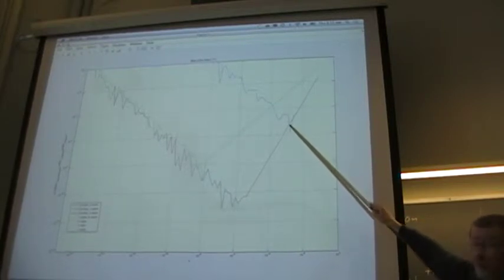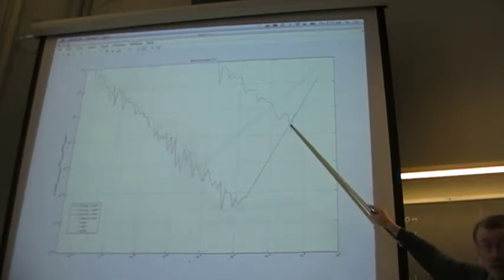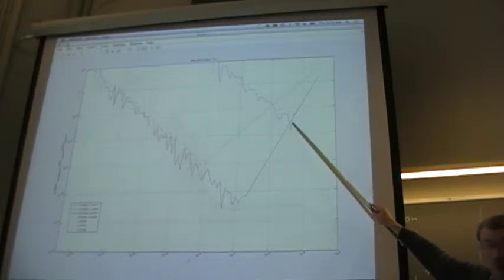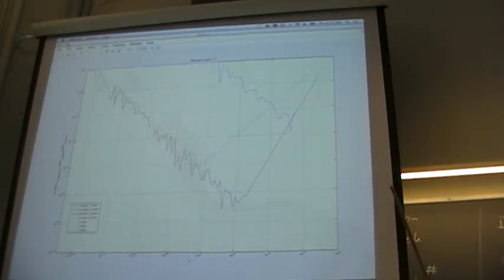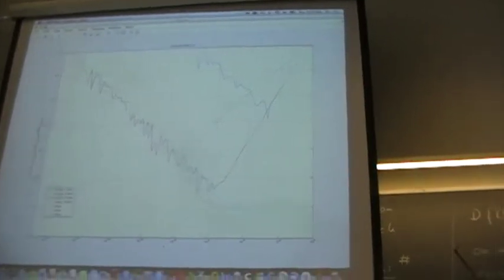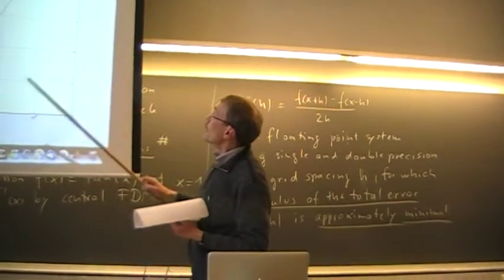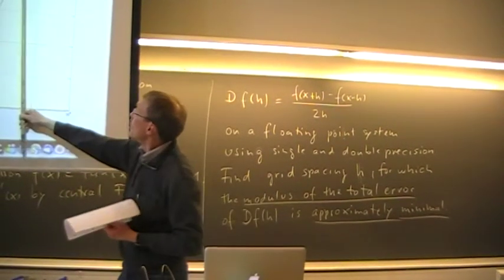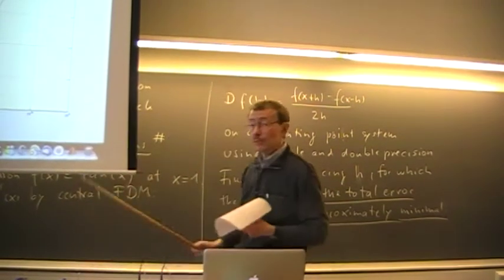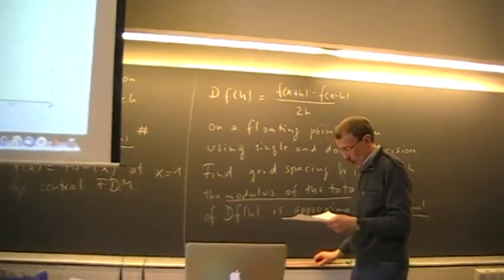So you see here with single precision the rounding error takes over much earlier, because we have only essentially half of the digits to represent the numbers, and the rounding error then occurs much earlier, so we have a lower h for the minimum. So that is the goal, to determine this.